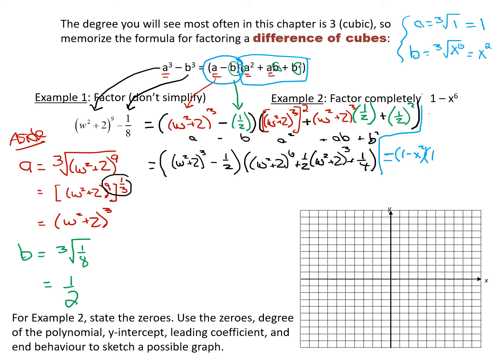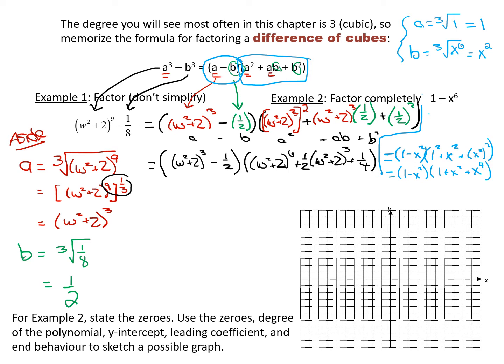A squared is 1 squared. A times b is next, and that's going to be 1 times x squared, which is just x squared. And then b squared, let me write it out, b squared is x squared squared. So cleaning that up, we get 1 minus x squared times 1 plus x squared plus x to the power of 4.